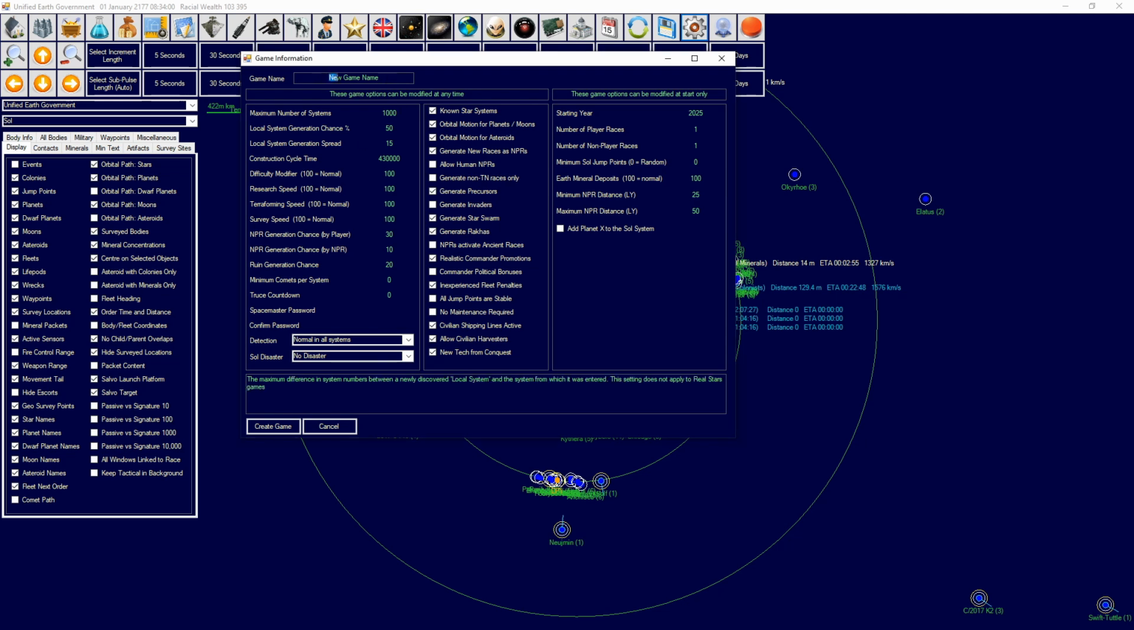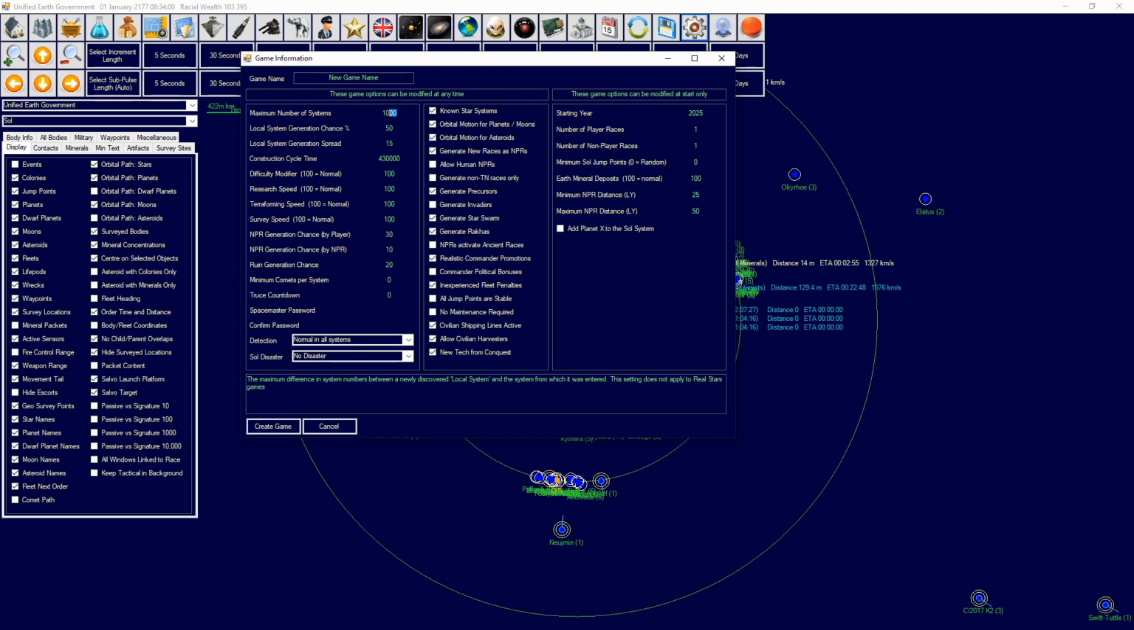So at the top, you can change the name, obviously, and then maximum number of systems, local system generation. So this is the chance of generating a system, and how many are close to it, and then local system generation speed, the maximum difference in systems almost between a new system, as it says in the tooltips.